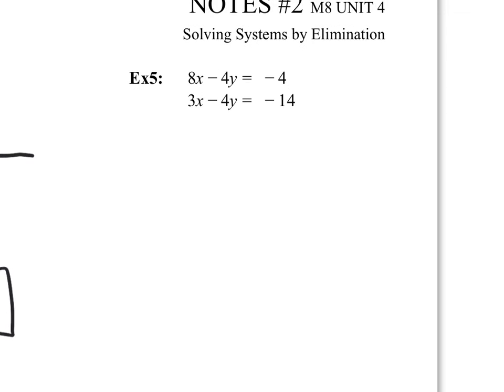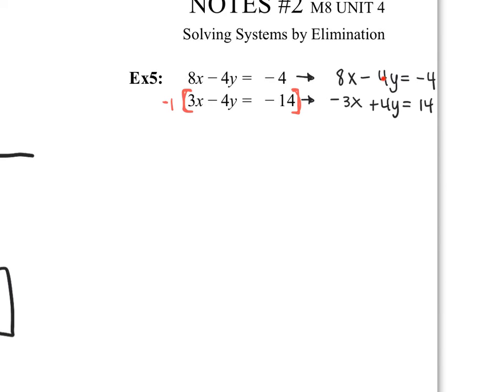So in this equation, and it's not really going to matter which one you pick, I'm just going to choose to keep my top equation the way that it is. So 8x minus 4y equals negative 4. And so for my bottom equation, to make it a positive 4 so that I can add, again, I'm going to use brackets because I want to show that I'm going across the equal sign. So I'm going to multiply everything by negative 1. So negative 1 times 3x would be negative 3x. I'm just drawing arrows to show that I'm just changing or keeping the equation the same. Negative 1 times negative 4y would be positive 4y. And then negative 1 times negative 14 would be positive 14.